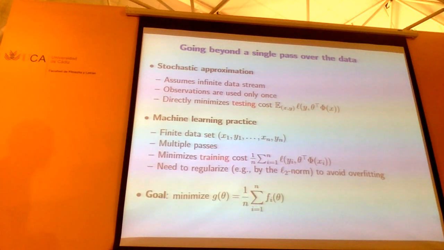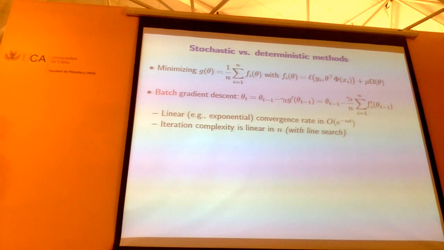The other approach, which is what is done in practice, is you do multiple passes. As soon as you do multiple passes, you start to optimize the training cost, and you need to regularize to avoid overfitting. What I will consider now is this setup where I have a finite set of functions like this, and you want to optimize. So we have seen already two algorithms to do this. When I have a finite set of functions, this will typically be a loss plus regularizer, but this can be applied to any finite sum.